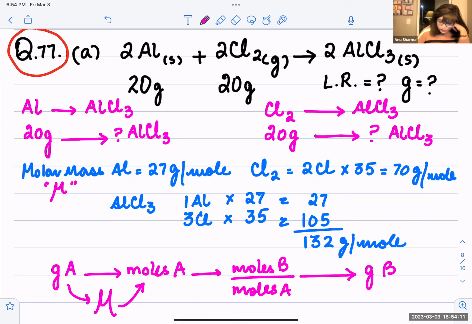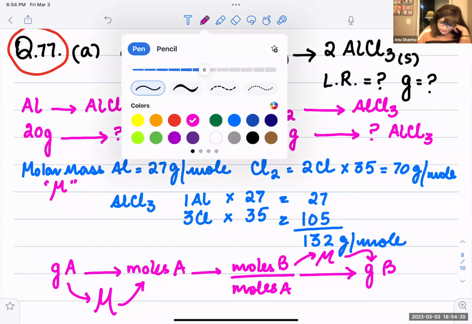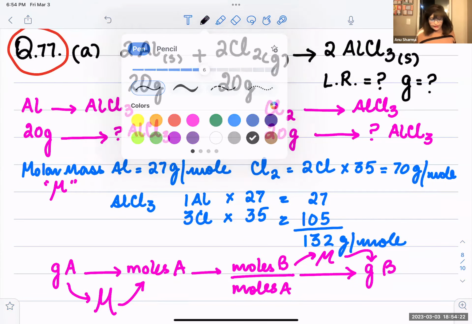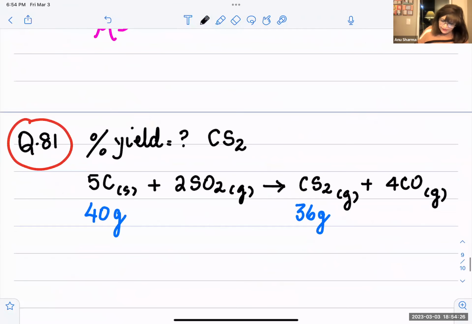So how are you going to do that? You're still going to go through the molar mass route. Okay, so that's a strategy. So let's do this now. Okay, aluminum to AlCl3 first of all. Uh-oh, I don't have a space here. Just give me 1 second here.